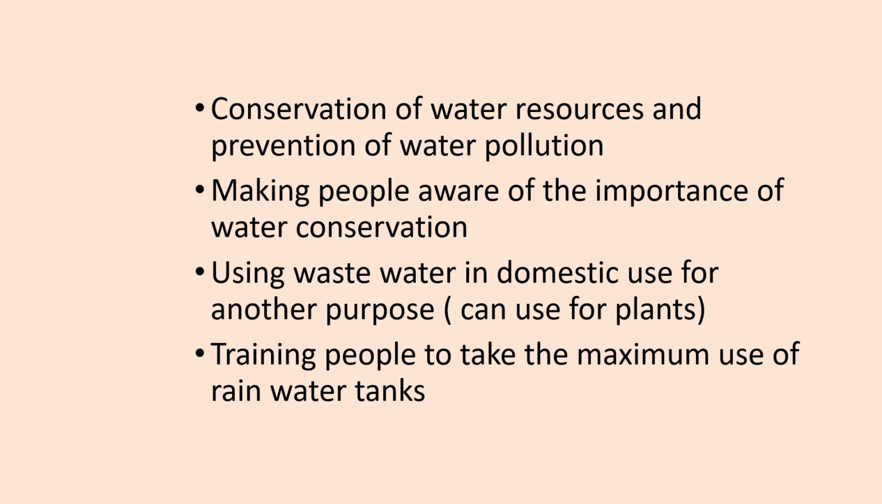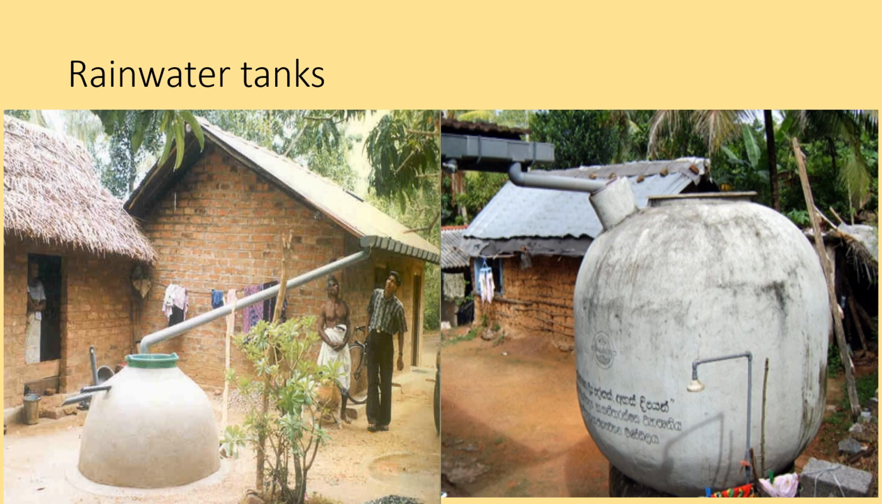People can use rainwater tanks. These are the rainwater tanks introduced to the people in the dry zone of Sri Lanka. They collect water from their roofs. After the first rain, all the dirt is washed away. So starting from the second rain, they collect water into these rainwater tanks through the gutters and pipelines. So they can use this water during the dry season.